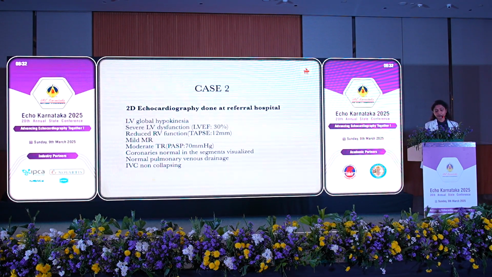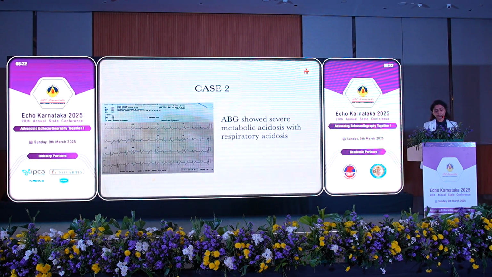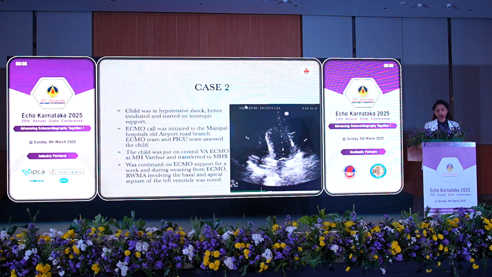Since myocarditis or an arrhythmic event was first in our diagnosis, coronaries were meticulously imaged, but were thought to be normal. So this is the ECG done at Manipal Varthur, which shows lead 2, lead 3, aVF ST segment depression and slight elevation in aVR and aVL. ABG showed severe metabolic acidosis with respiratory acidosis.